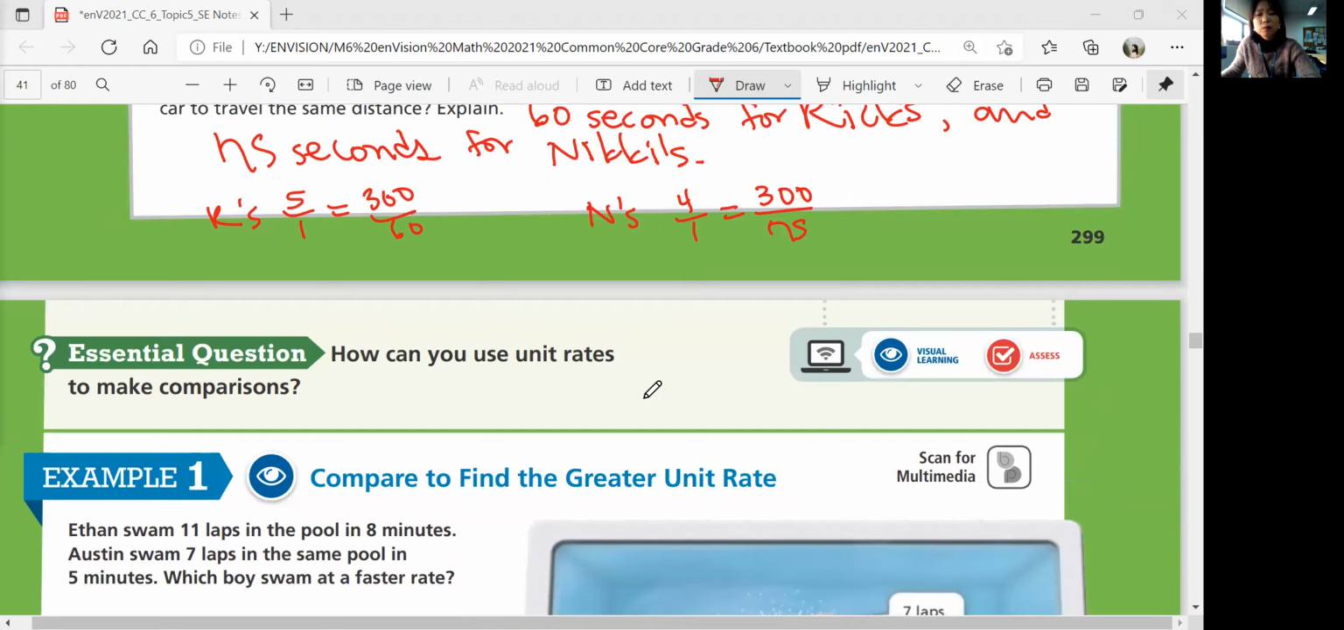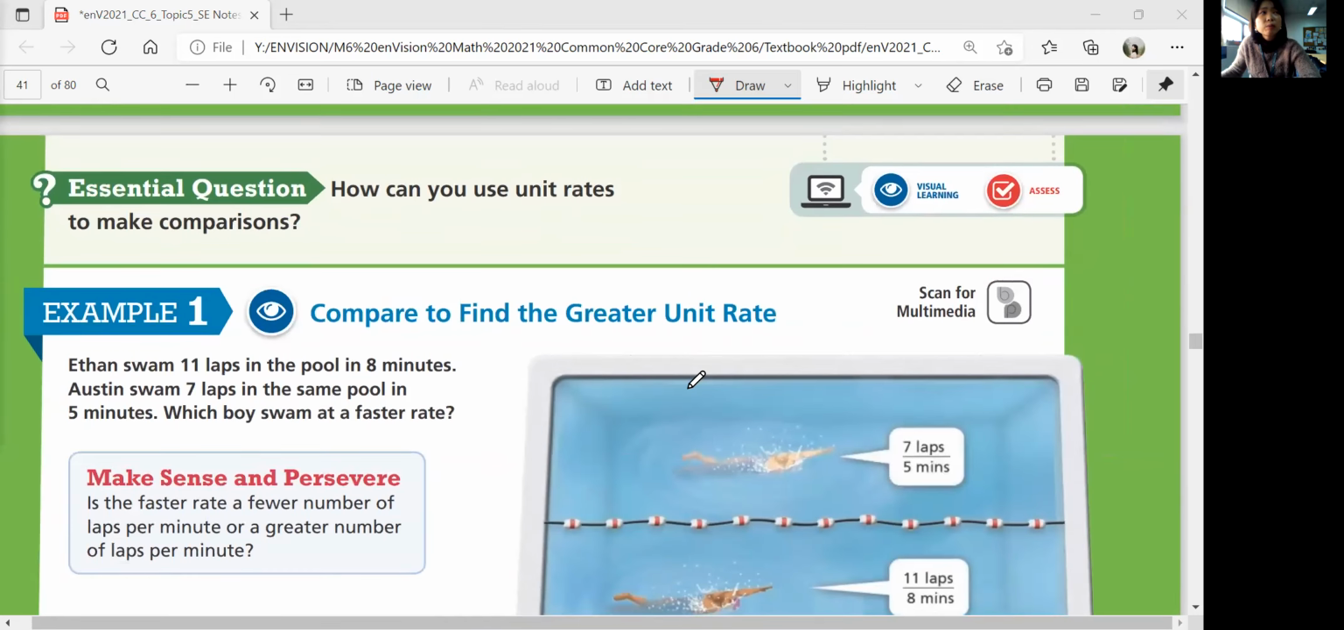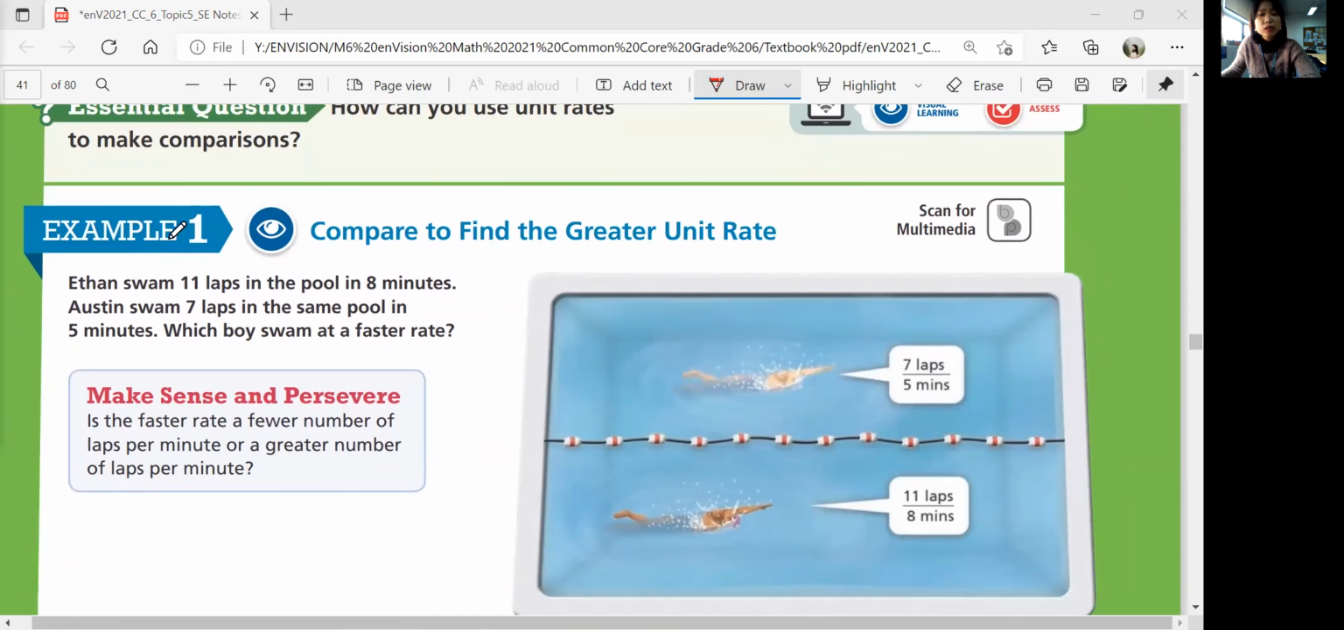So in this lesson, we'll talk about how we can use unit rates to make comparisons. Let's look at Example 1. Compare to find the greater unit rate.